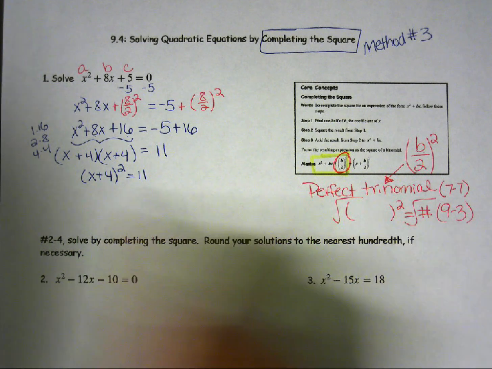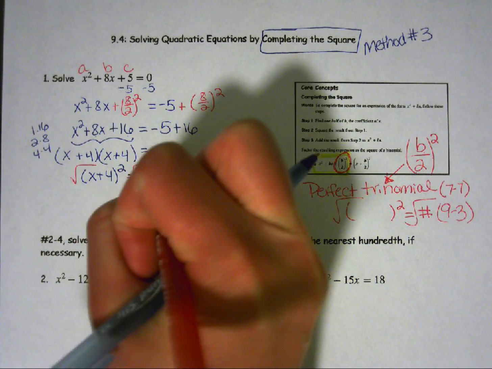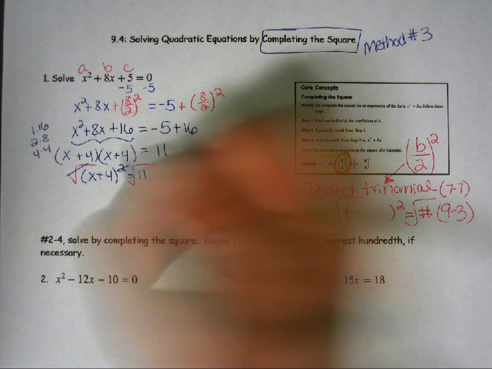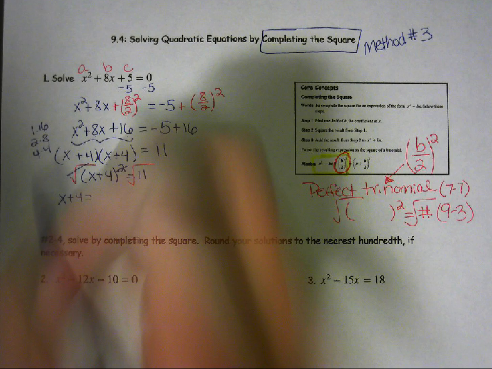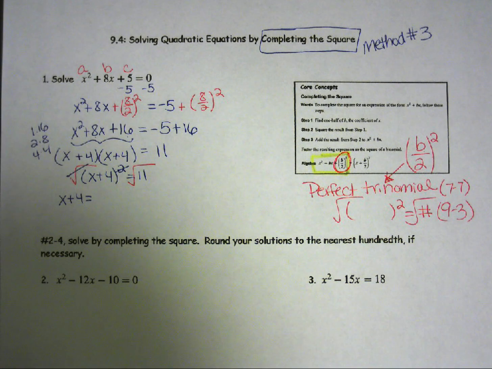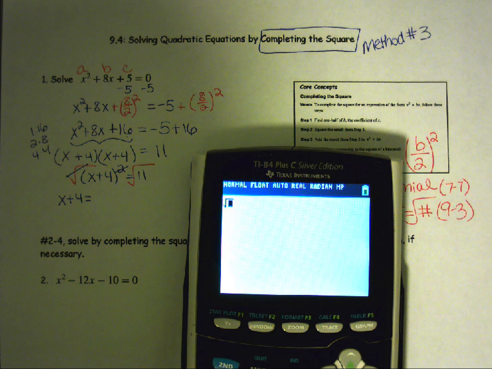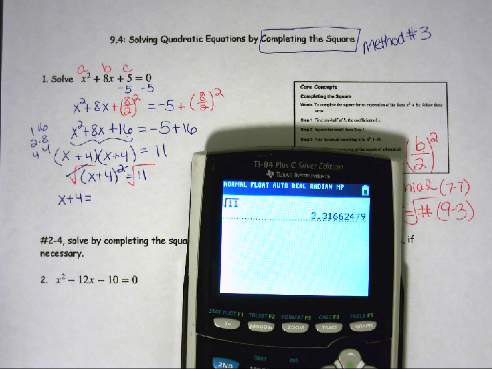And so now that you have the square alone, you're just going to take the square root of both sides. And so the square root is going to cancel the square, and you're going to be left with x plus 4, but now we have to take the square root of 11. So let's grab our calculator, and we're going to go square root of 11. And notice how it's kind of a long decimal. Let's just round maybe to like 2 decimal places.